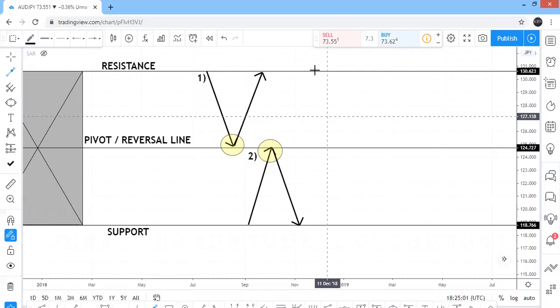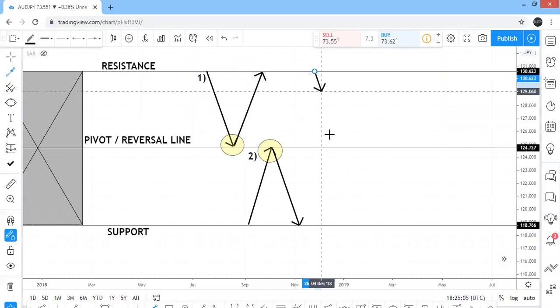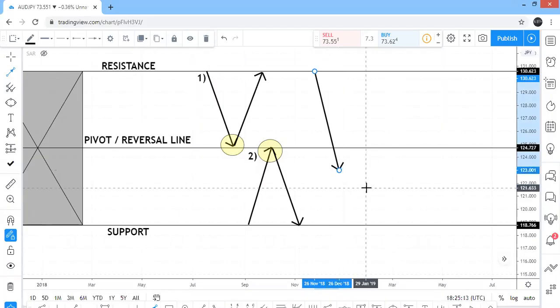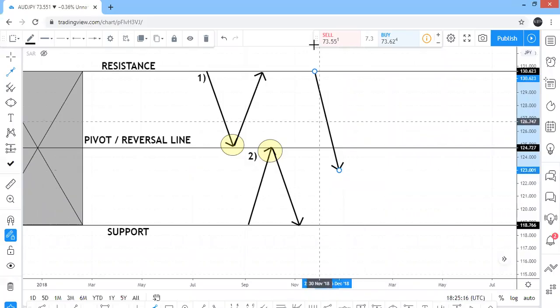This time it starts at resistance and you see that price has now broken the reversal line. And if price normally breaks a particular piece of structure, what is likely to happen? Who remembers? Start with R.